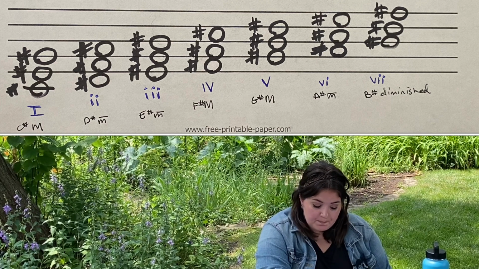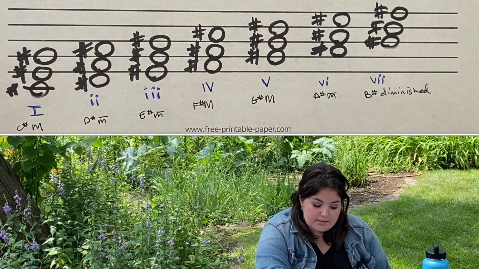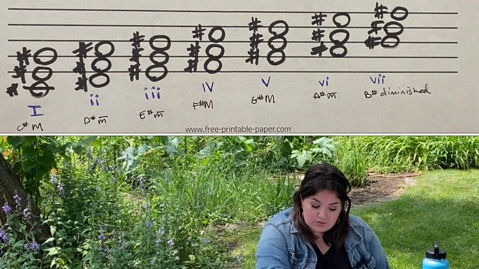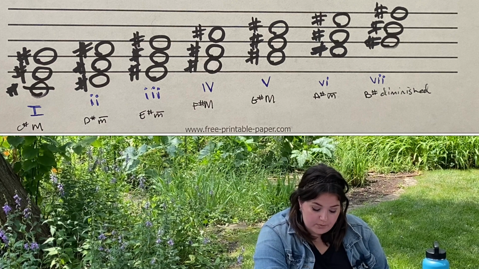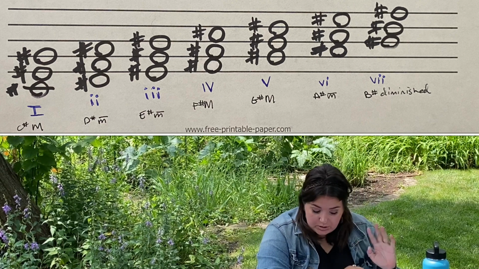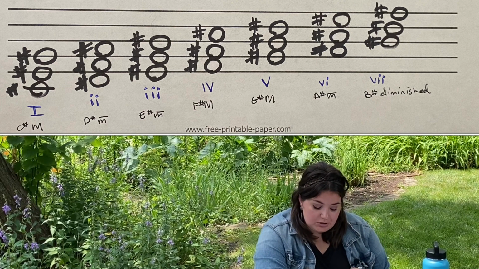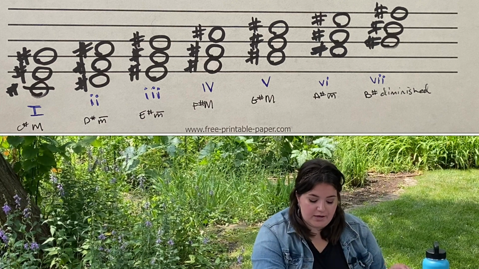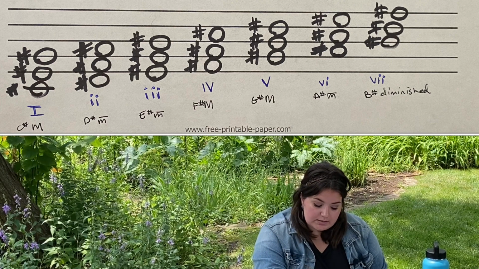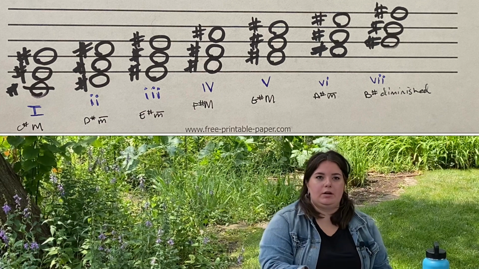C sharp major. Our second chord is D sharp, F sharp, A sharp, which is D sharp minor. Our third chord is E sharp, G sharp, B sharp, which is E sharp minor. Our fourth chord is F sharp, A sharp, C sharp, which is our F sharp major. Our fifth chord is G sharp major, which is G sharp, B sharp, D sharp. Our sixth chord is A sharp minor, A sharp, C sharp, E sharp. Our seventh chord is B sharp diminished, which is B sharp, D sharp, and F sharp.